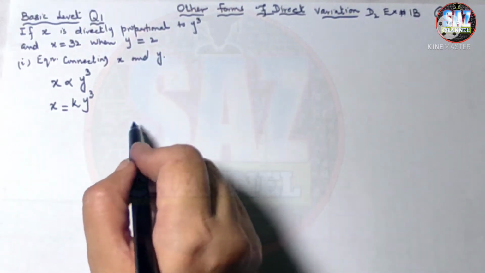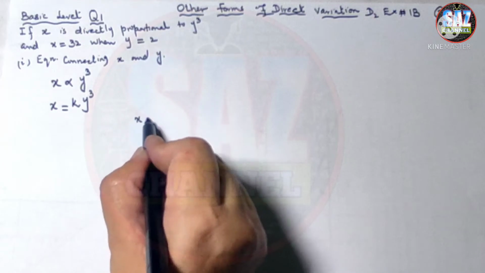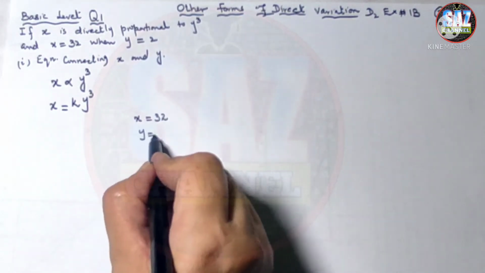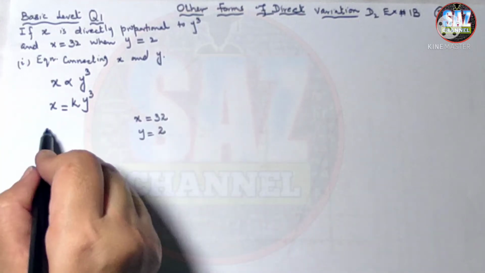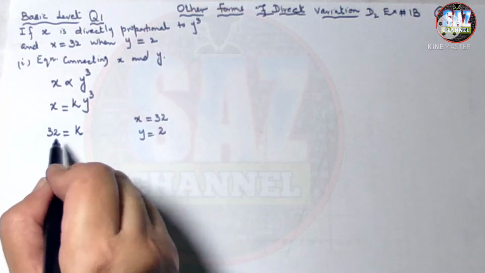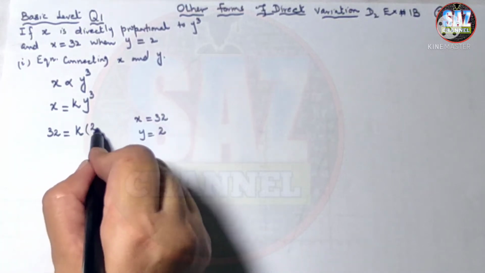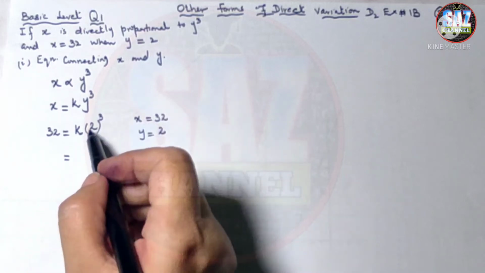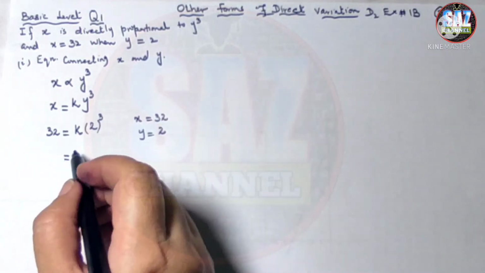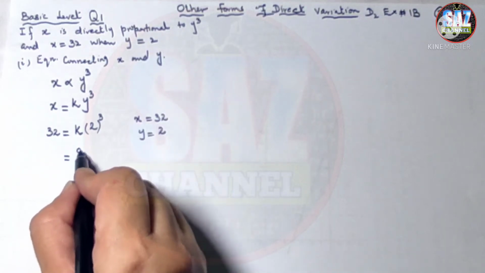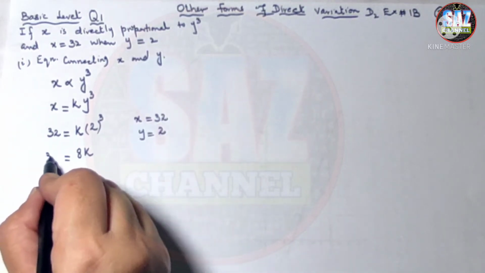And now what we have to do, it's given that x equals 32 and y is equal to 2. So I have to replace x by 32 and k times y, 2. And then I have to take the cube of 2, and cube means that I have to multiply 2 by itself, 2 2s are 4, 2 4s are 8, 3 times, and it will become 8k equals 32.